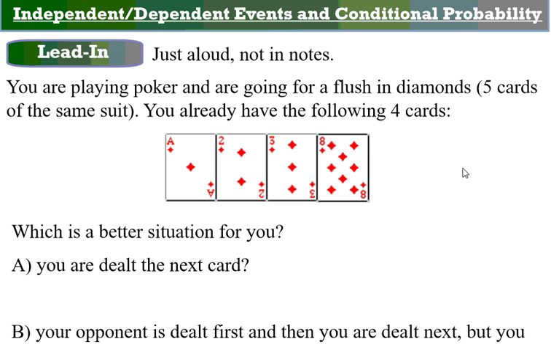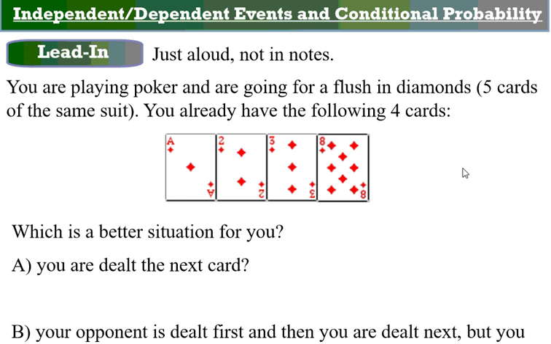So here's the situation. And again, you need to be a little familiar with cards and how many suits there are, and numbers and things like that. Let's say you're playing poker and you're going for a flush in diamonds. A flush is when you get 5 cards of the same suit. So all hearts, all diamonds, all clubs, all spades. You already have the following 4 cards. So you have 4 diamonds already. You need 1 more diamond in order to get a flush.